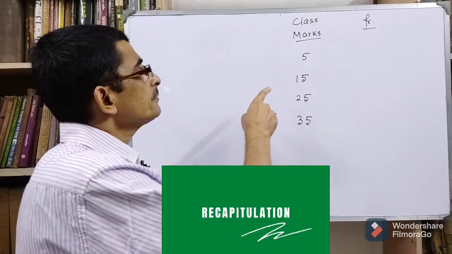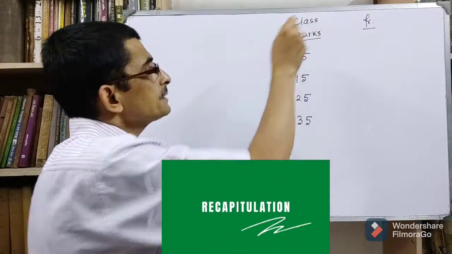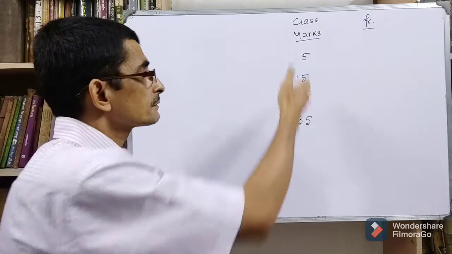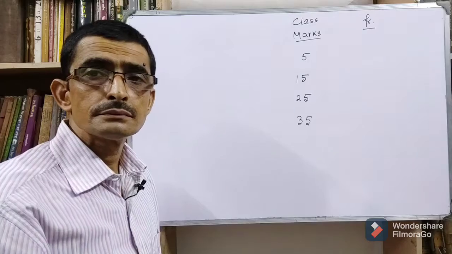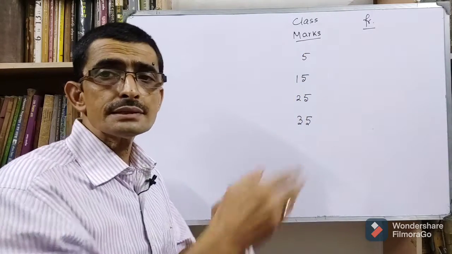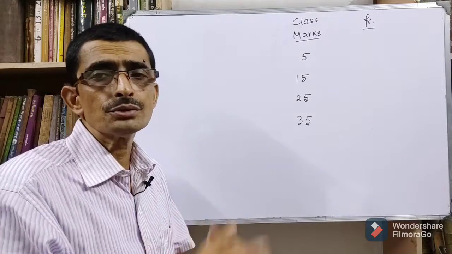in the third type, instead of class intervals, class marks are given like this. But we have to convert these class marks to the class intervals, otherwise we will not be able to draw the histogram.